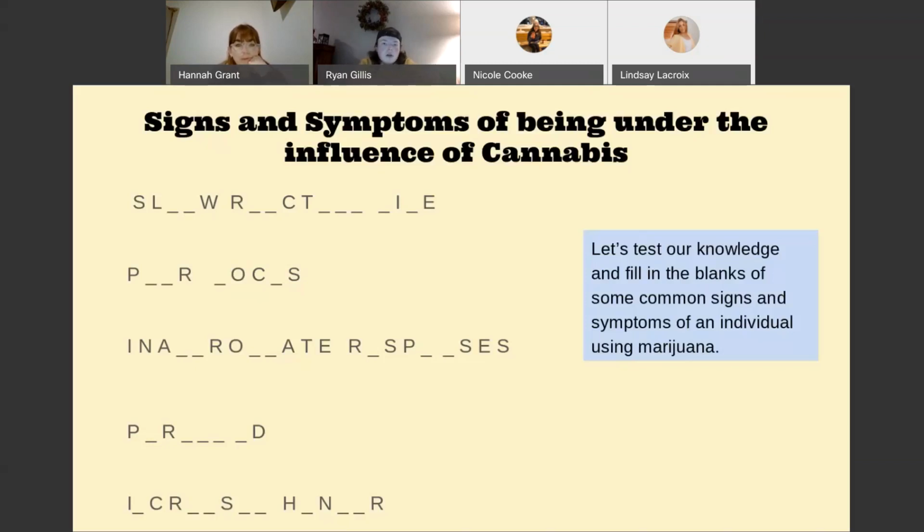And so now we're going to do a little fill in the blank. And so in the chat bar, if everybody could type in what they think that these words are. Let's test our knowledge and fill in the blanks with some common signs and symptoms of an individual using marijuana. So I'm going to give you guys about 30 seconds to a minute to type in and see what you think it is.